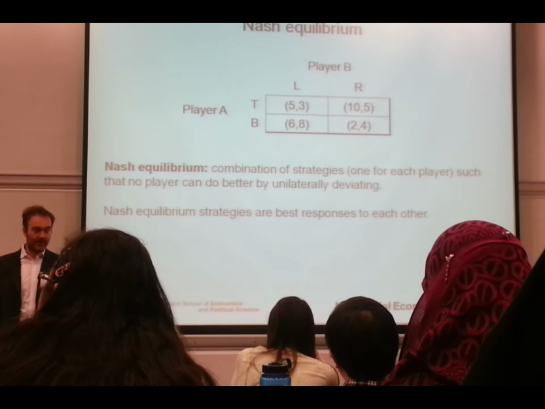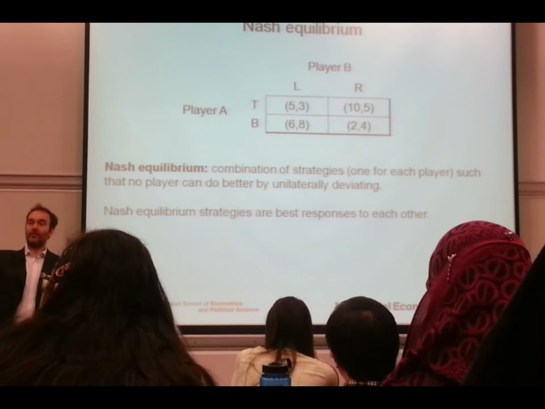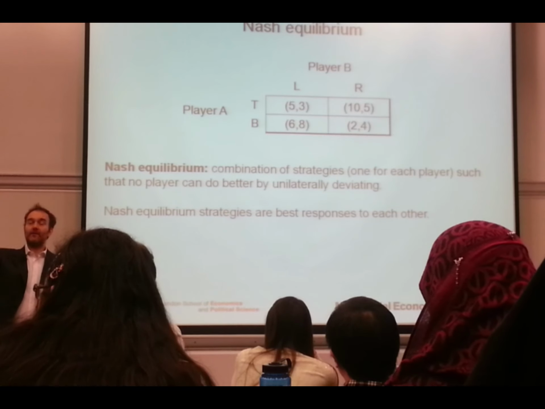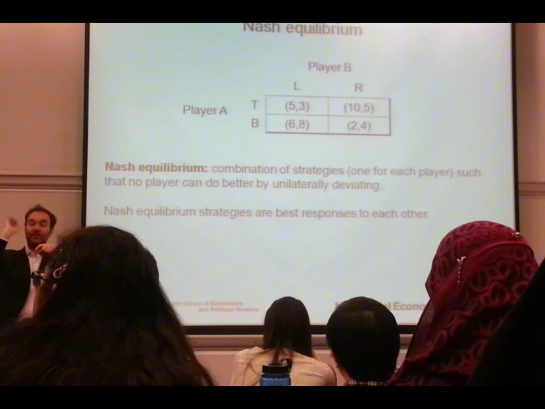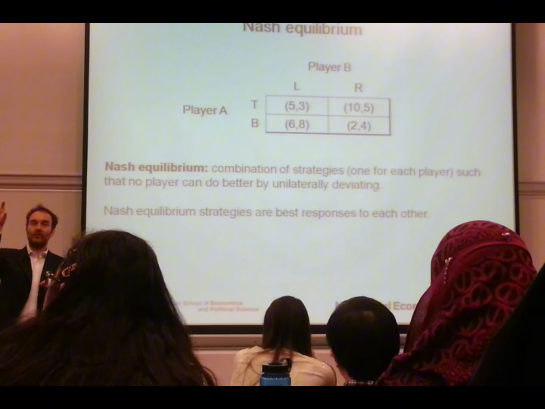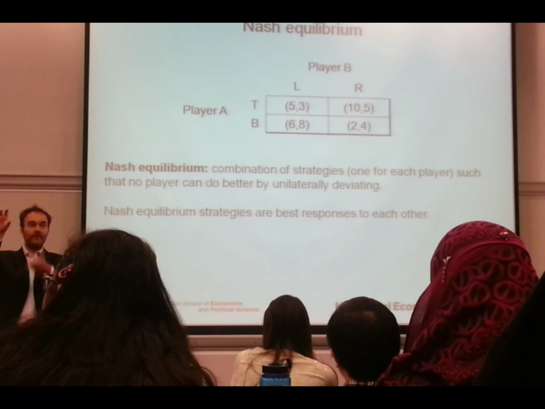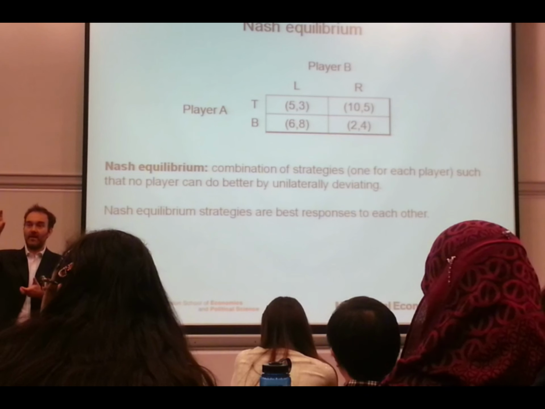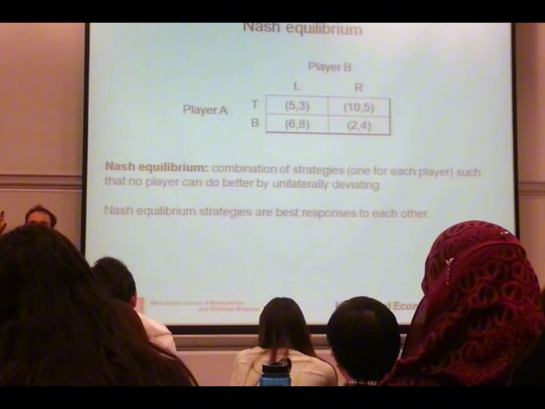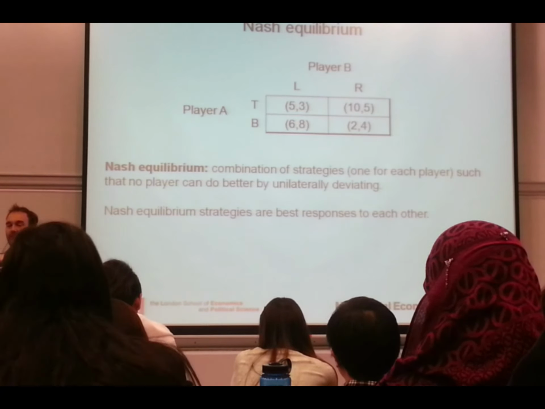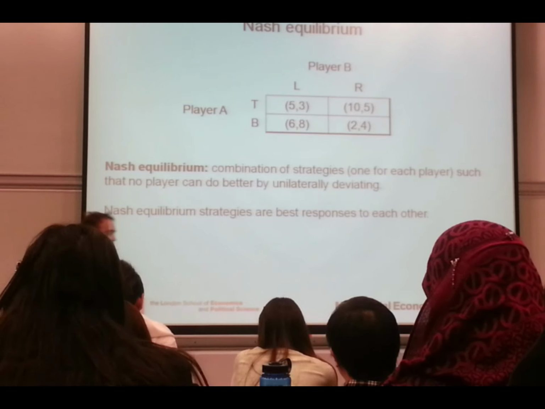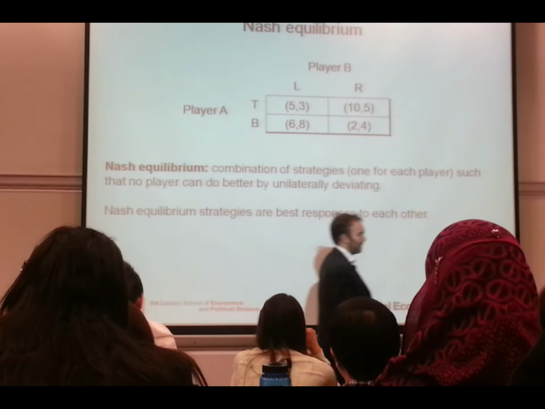Because we're looking at a combination of strategies such that no player can do better by unilaterally deviating. Unilaterally deviating, again, means that we take the other strategy as given. If I already play a best response to your behavior, and I'm assuming that you continue doing what you do, I have no incentive to deviate, right? I have no incentive to change my behavior if I already play a best response. Meaning that in a Nash equilibrium, two best responses coincide.